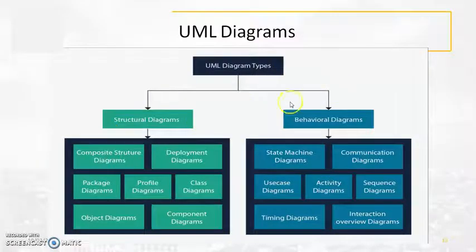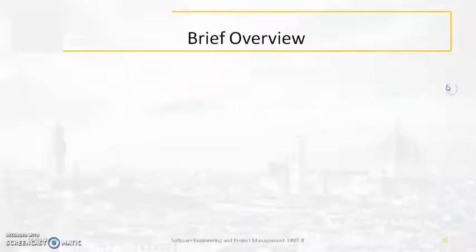Then there are basically two types of UML diagrams, structural diagrams and behavioral diagrams. Structural diagrams show the fixed view of the system. Behavioral diagrams show the changing view of the system. That is called dynamic modeling, and this is called static modeling. So in this particular video, I am focusing on the use case diagram of behavioral modeling. Behavioral diagrams consist of use case diagram, activity, sequence, communication, state machine diagram, timing diagrams, and interaction overview diagram. In this, I'm going to explain the use case diagram.